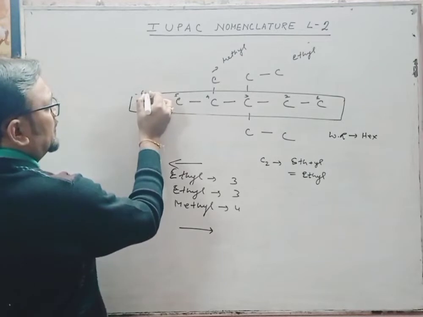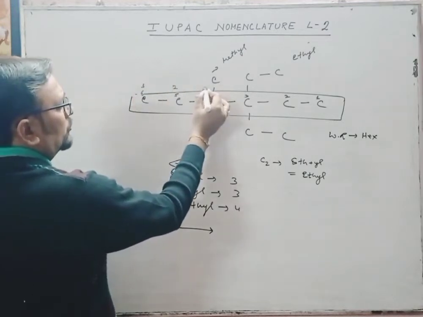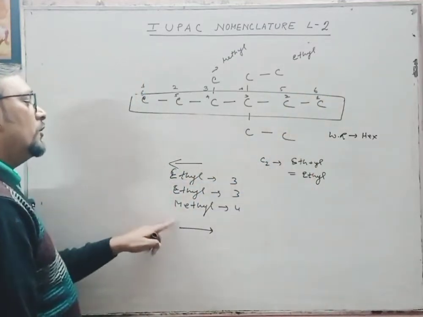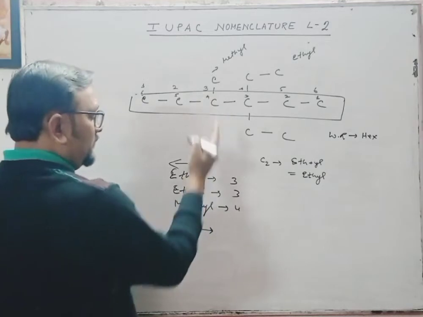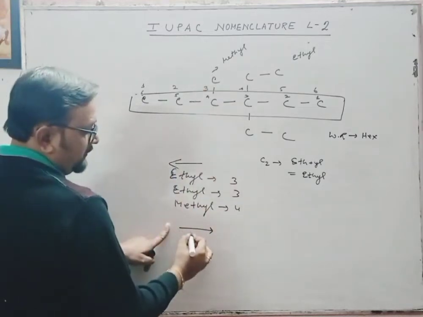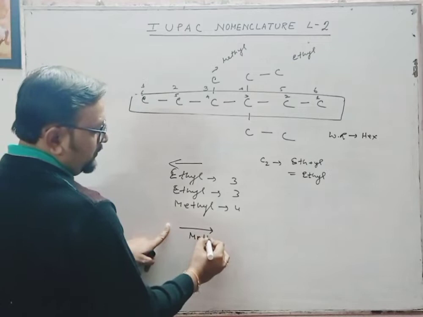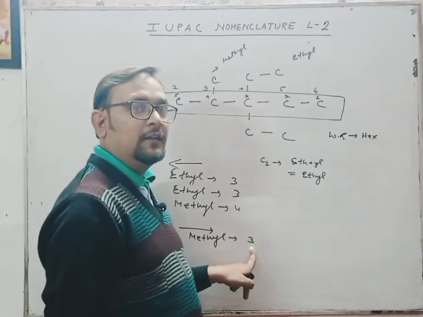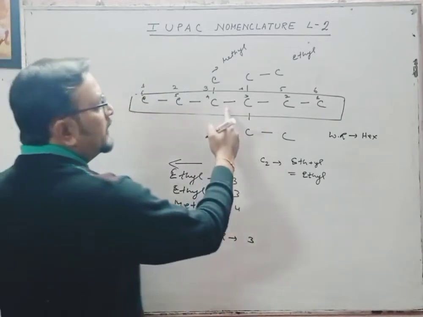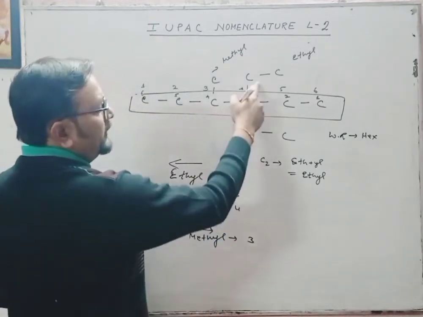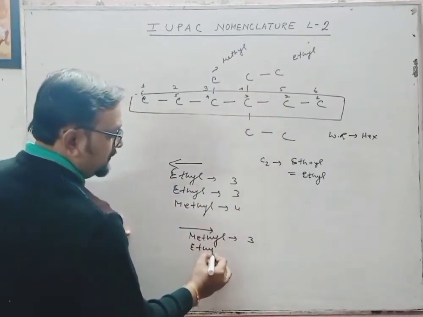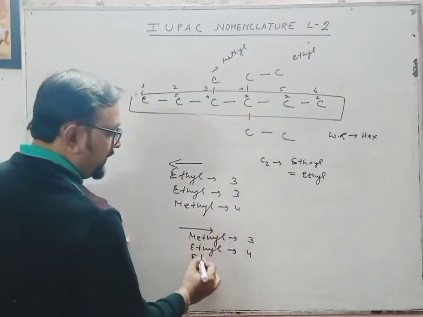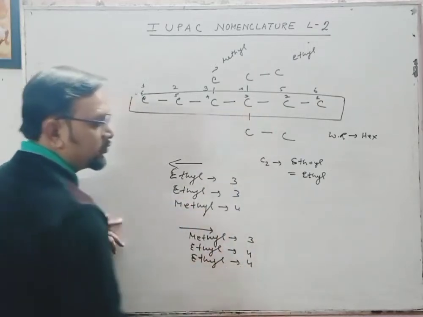Say I've written here 1, 2, 3, 4, 5 and 6. So the first 3, here you see the minimum locant is getting methyl. Methyl is getting the 3rd locant. Now here you see the 4th locant, ethyl. One of the ethyl is getting the locant 4, another ethyl is also getting the locant 4.